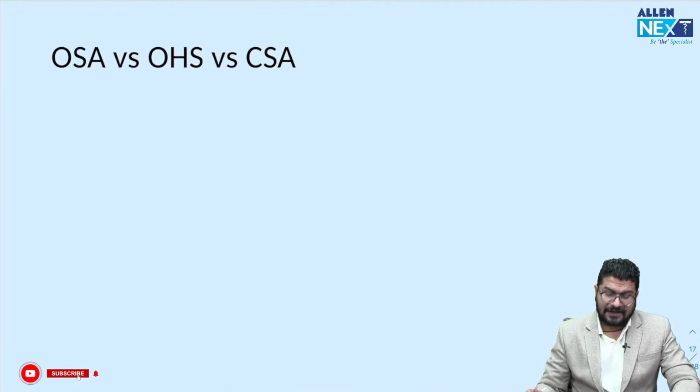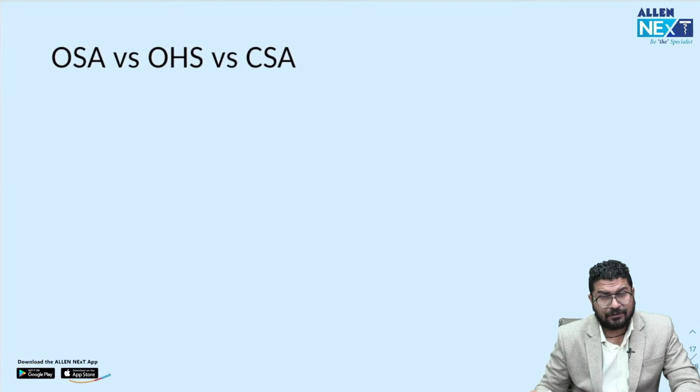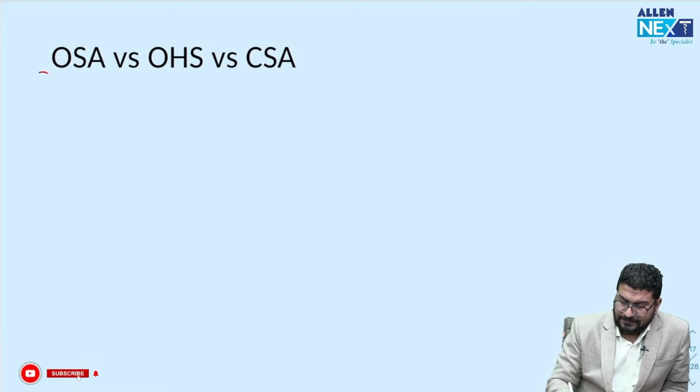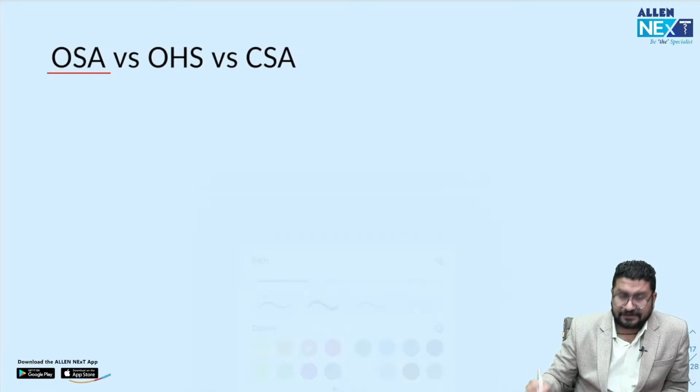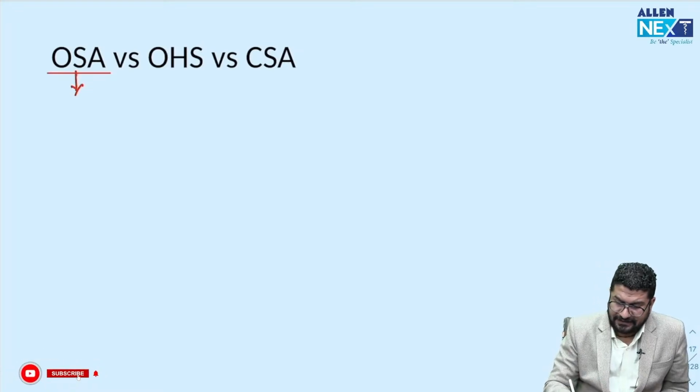Okay, moving to the next topic, they ask you a question on obstructive sleep apnea, obesity hypoventilation syndrome and central sleep apnea. So how to differentiate these three? Understand this. For obstructive sleep apnea, they will give you a history: a person is obese, he is having daytime sleepiness. Then you can notice something called the AHI index, apnea hypopnea index.